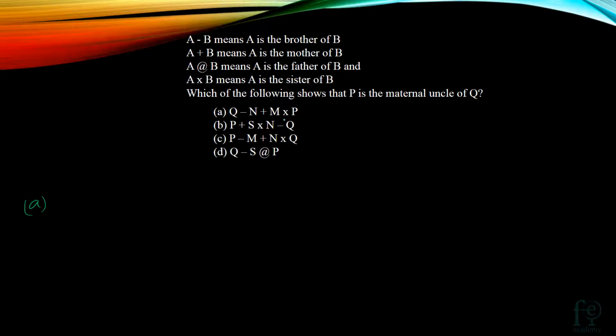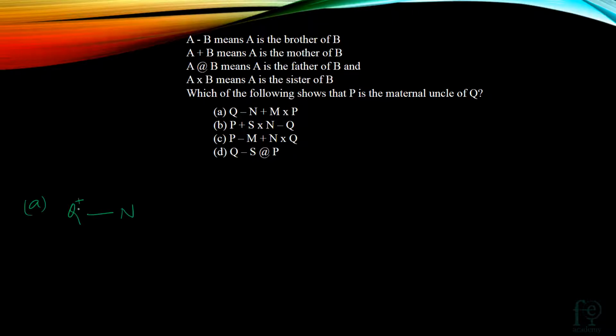First option A: Q minus N. What does Q minus N mean? Q minus N means Q is the brother of N. That you also have to take care: A minus B means A is the brother of B or B is the brother of A. So here Q minus N means Q is the brother of N.